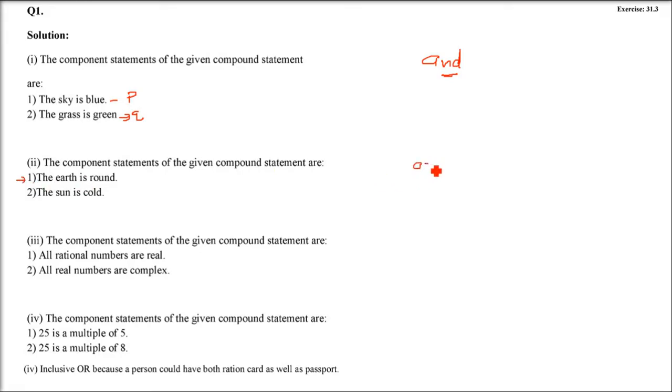Second one is the earth is round and the sun is cold. So earth is round is first one. After "and", the sun is cold. This is the second one. So these are the component statements.